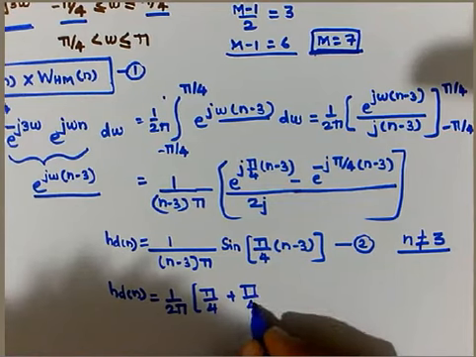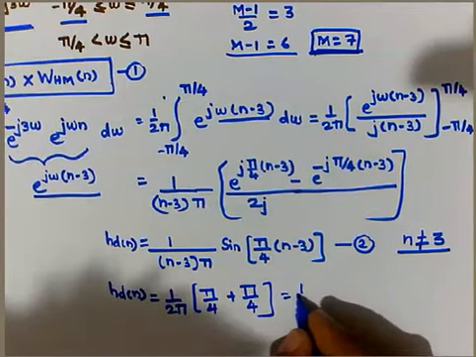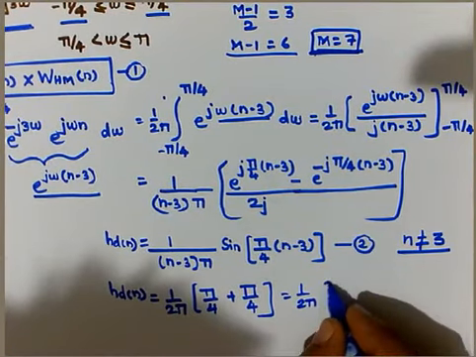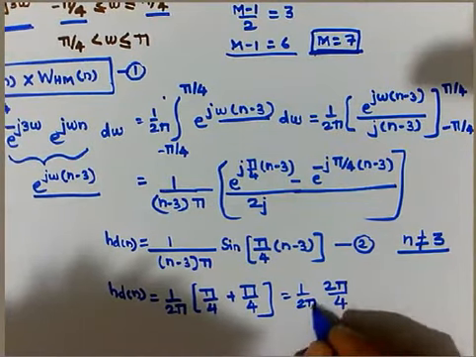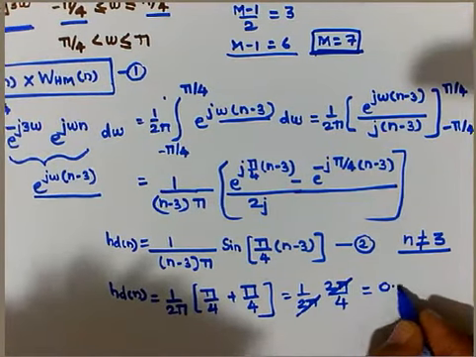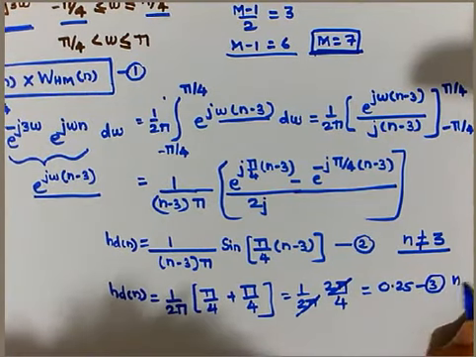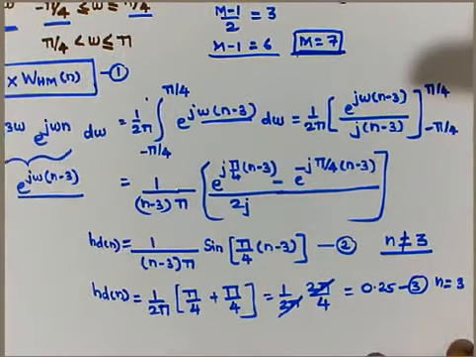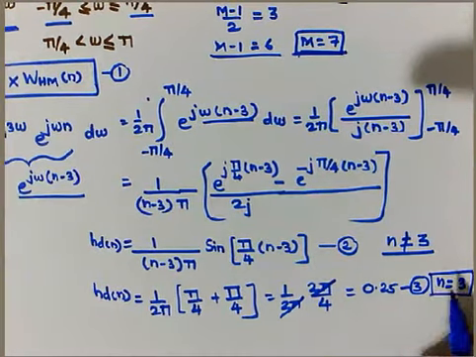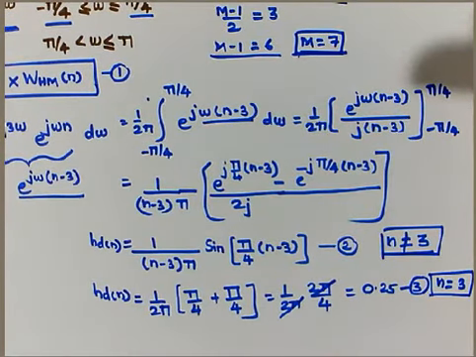plus pi by 4. So it is nothing but 1 upon 2 pi into 2 pi by 4. 2 pi cancel. So it will be nothing but 0.25. That is equation number 3 for n equal to 3 case. So this is for n equal to 3 and this is for n not equal to 3. This is how for n equal to 3 and n not equal to 3 we calculated the hd of n.